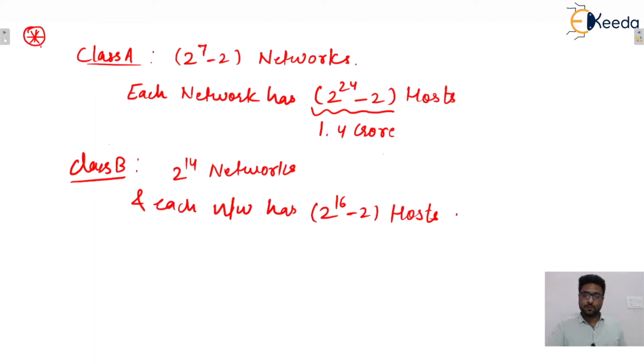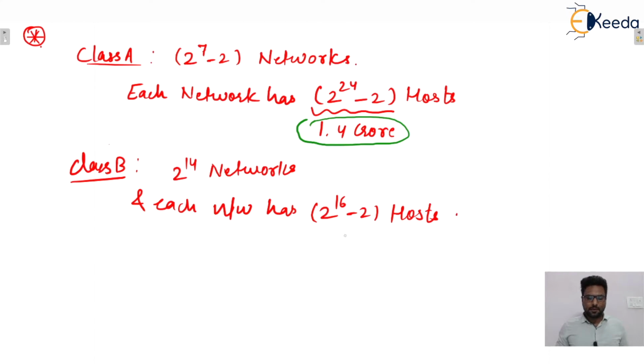If you assign a network from class A, then in class A 2 raised to power 24 minus 2 hosts are possible. If you are utilizing only 2000 hosts, then a large number of IP addresses get wasted.